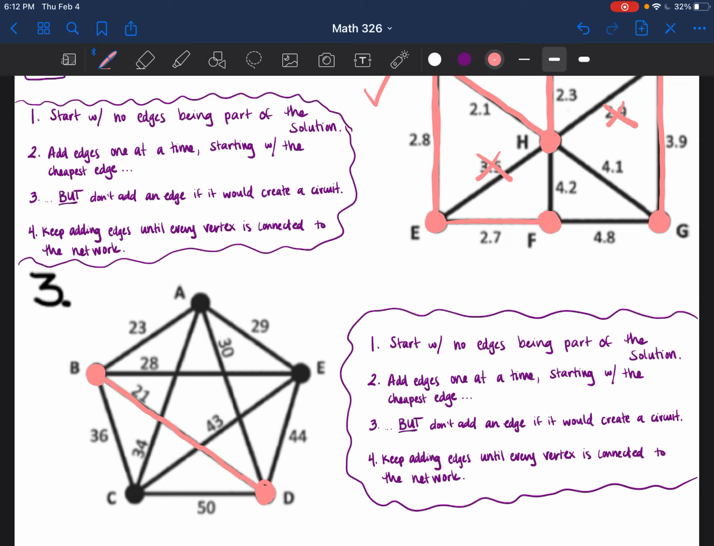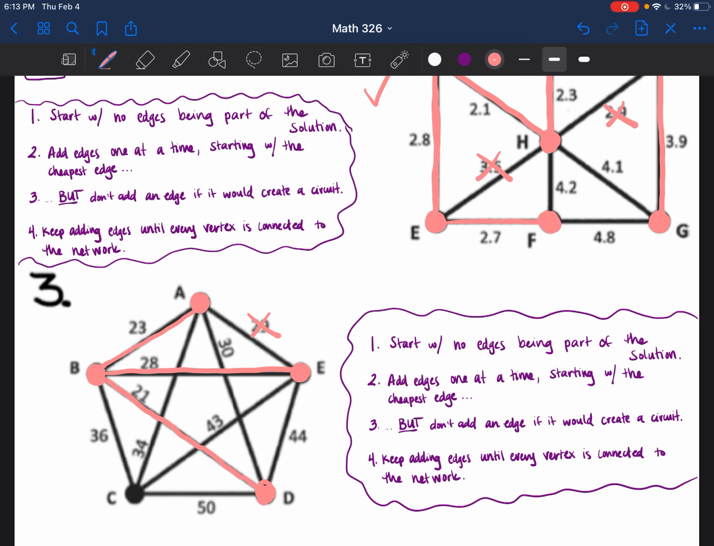Anyways, moving on to the next cheapest edge, which is going to be 23, and that connects B to A, which is very good. And then 28 also connects, and it's okay that they're all coming out of B because we haven't created any circuits, and we're connecting them. We're connecting all the vertices, and that's what we want to do. So after 28, our next cheapest edge is going to be 29. But look, that's going to create a circuit between A, B, and E. So what do? We skip it. We cross it out and we say, sorry, you can't be a part of our network.